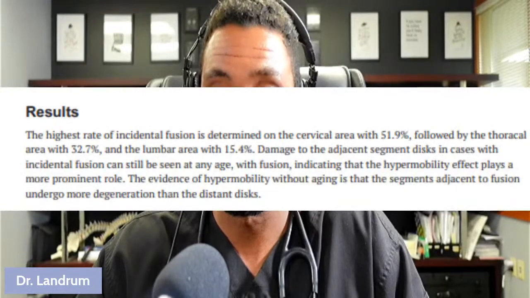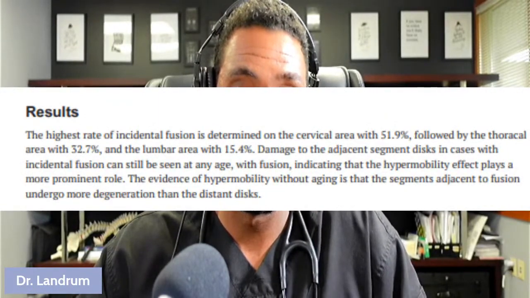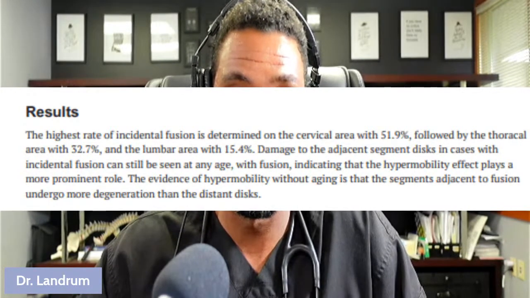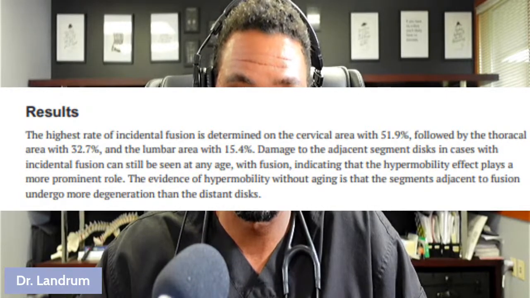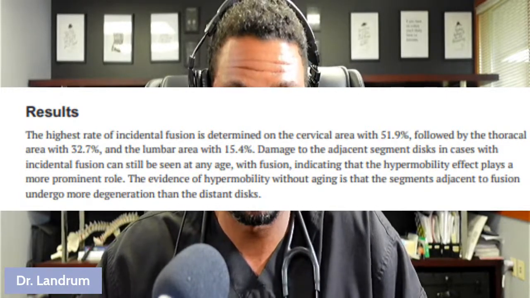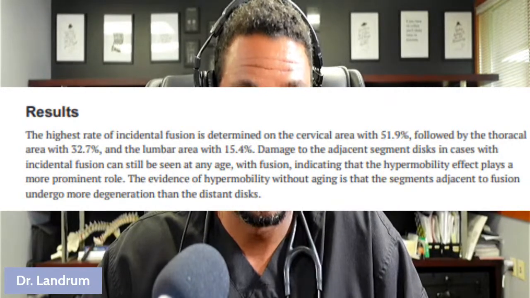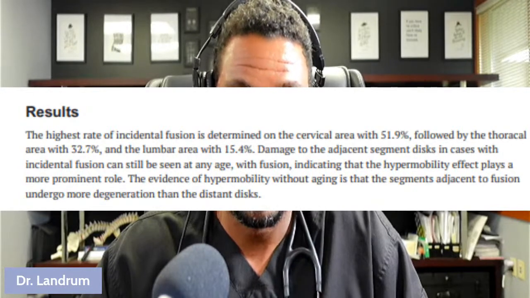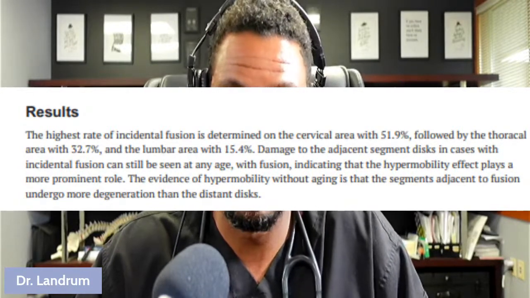So what this particular article showed was that the highest rate of incidental fusions was within the cervical region, then the thoracic, and then the lumbar region, which is different from the picture that we showed. But what they saw is that adjacent segment discs can have issues at any age with any type of fusion, and hypermobility can play a role, but it's not the only role, right?